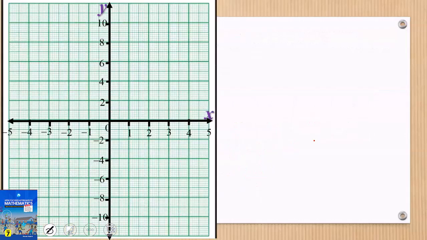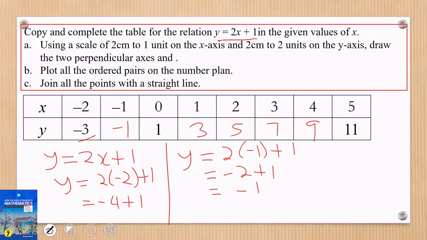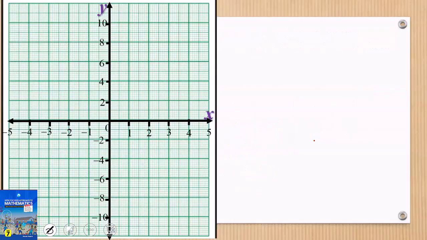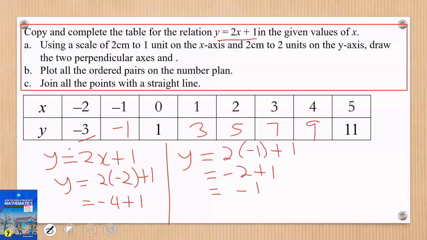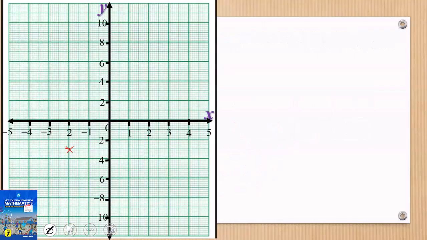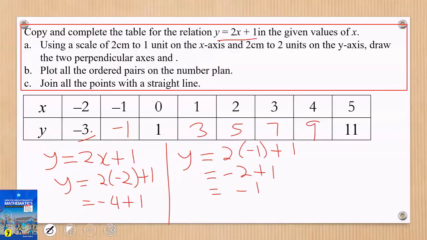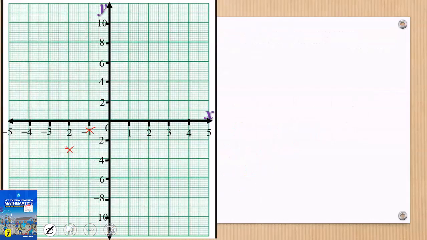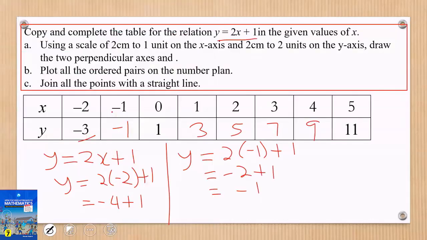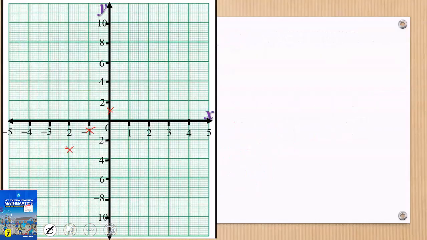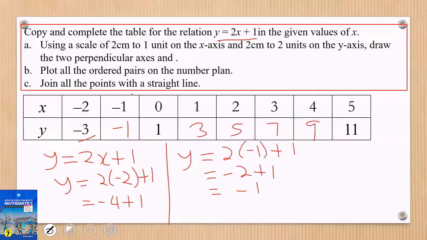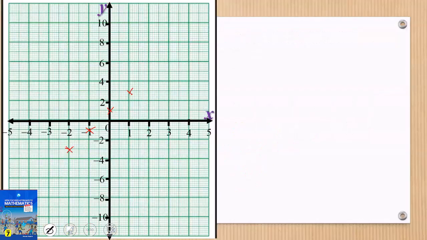Okay, so now we want to plot these points. When x is -2, y is -3. So -2, -3 will give us somewhere here, right? Then -1, -1. Remember the scale, so it will be somewhere here. And 0, 1. That is x is 0, y is 1. Then 1, 3 will also be somewhere here. Then 2, 5 will be somewhere here.